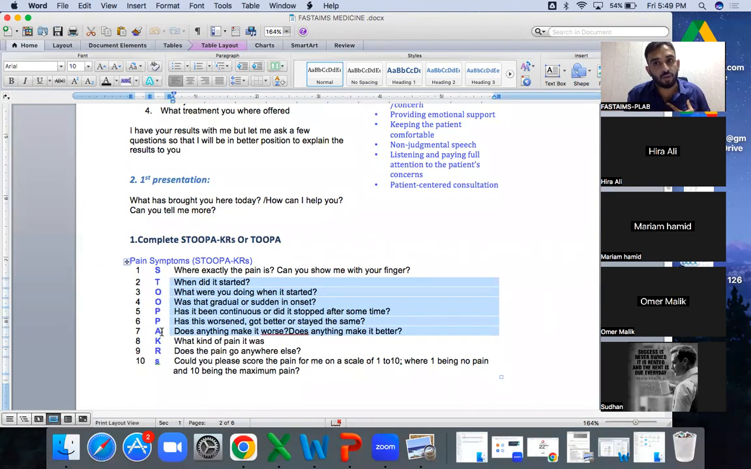Because whenever I ask this question, the next question that should come to my mind is the onset. After completing the onset, it should be the progression, then the worsening and relieving factors. I hope you are getting my point, because these have to be in your reflexes. It is not about the mnemonic. Mnemonic is just for the initial stages.